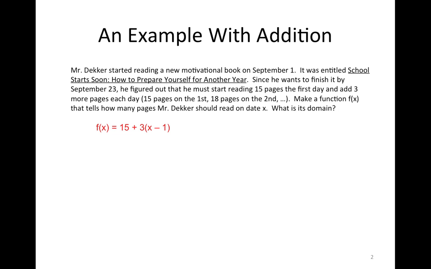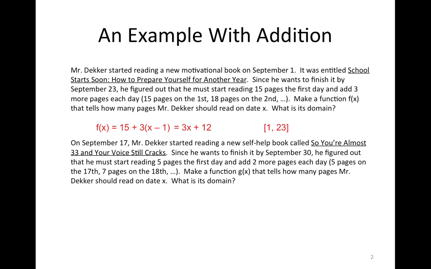Okay, so I can simplify it then. I can distribute and clean it up a little bit. I get 3x plus 12. But now, what's the domain of this? Well, it should, if it's built the right way, I'm going to finish on the 23rd, so it should go from 1 to 23. This would probably only use integers, so I'm using interval notation, but we're probably only counting nice whole numbers there. But that's how I would look at maybe that first example.